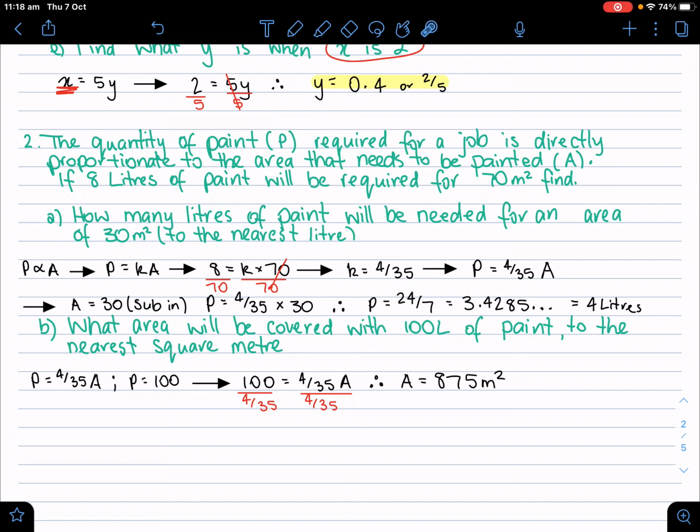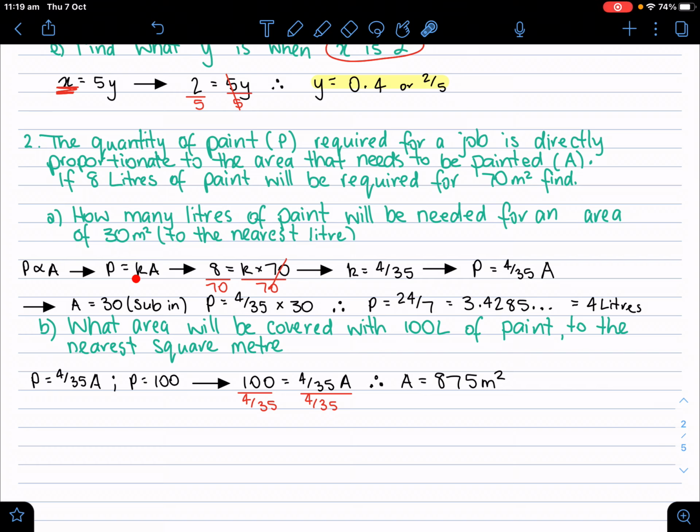Part A says, how many liters of paint will be needed for an area of 30 meters squared? Now, before I can do that, I need to find the value of the constant, and I need to find the universal formula. So let's go through those steps. First thing is, write your proportional statement. P, or paint, is proportionate to area. The quantity of paint is directly proportionate to the area. Second step, replace the proportionate symbol with equals K. Done that.